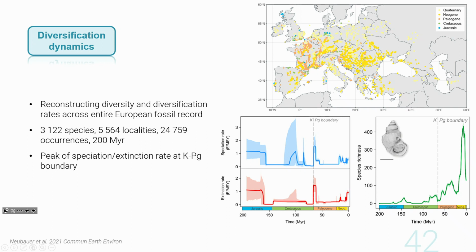But you see already here that there is a peak in the extinction and followed by a peak in the speciation rate at the fifth mass extinction event. So quite likely here we have the extinction event, here we have the recovery event. And then we have kind of a number of smaller peaks in the Neogene which match very nicely the occurrence of these long-lived lakes in the Neogene.